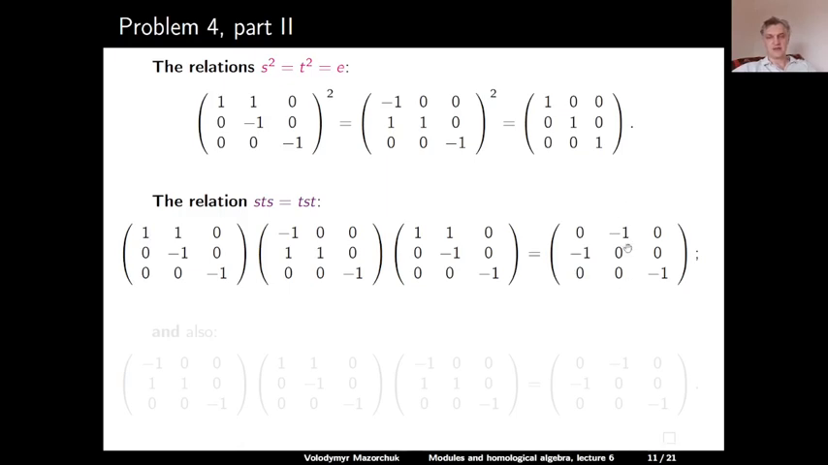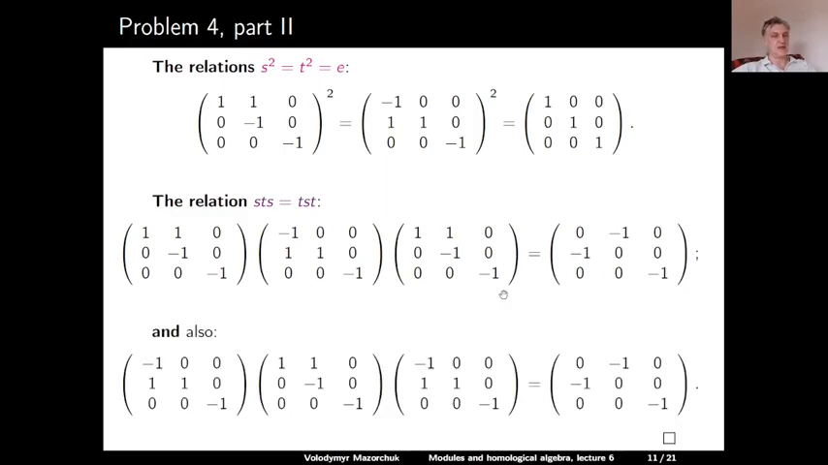For the second basis vector, we have 1, minus 1, 0, multiplied here gives us minus 1, 0, 0, and then minus 1, 0, 0. That's exactly the second column. And for the third basis vector, we get 0, 0, minus 1, then 0, 0, 1, then 0, 0, minus 1. That's exactly the third column. So this checks that STS is this matrix, and exactly in the same way, TST is also equal to this matrix. So STS is equal to TST. And this completes problem 4.